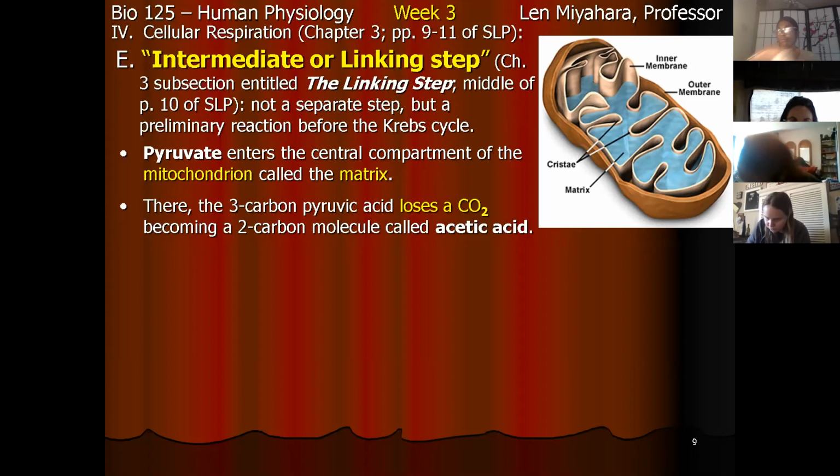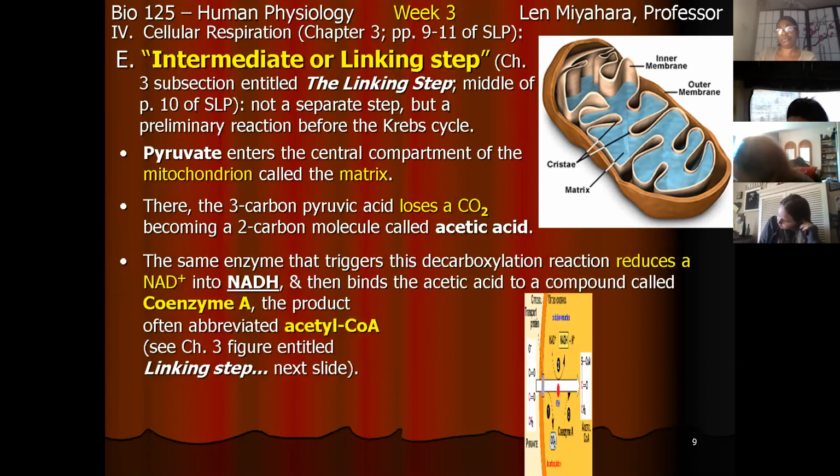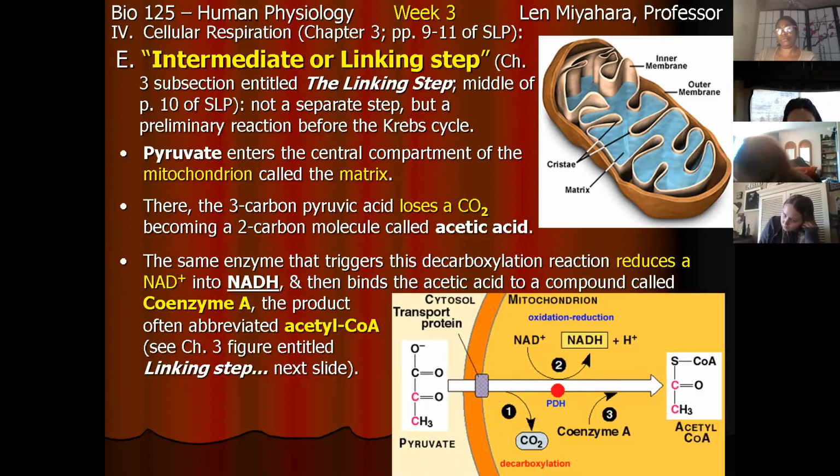There is the first decarboxylation reaction. We covered that on Wednesday. Decarboxylation reaction, and it loses the CO2. The 3-carbon now becomes a 2-carbon. And the 2-carbon in organic chemistry is the acetyl group. Well, the acetyl group gets attached to a coenzyme A, and it becomes acetyl-CoA.